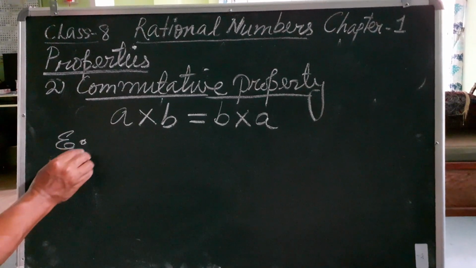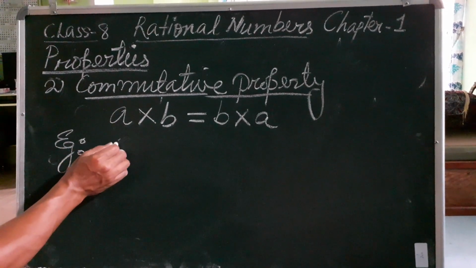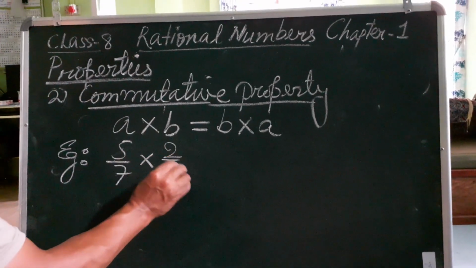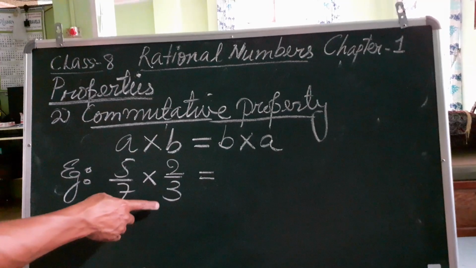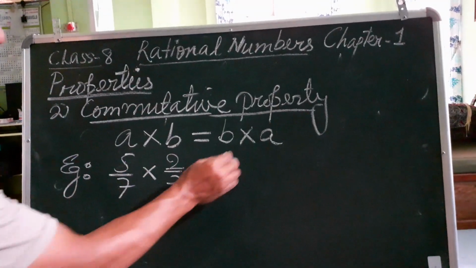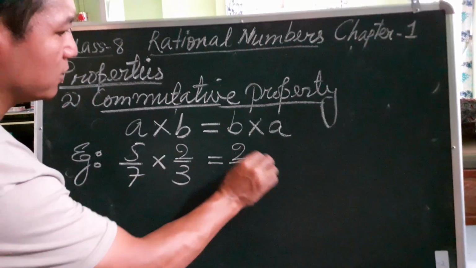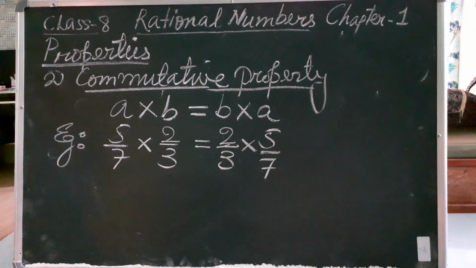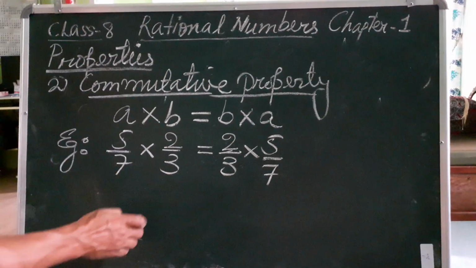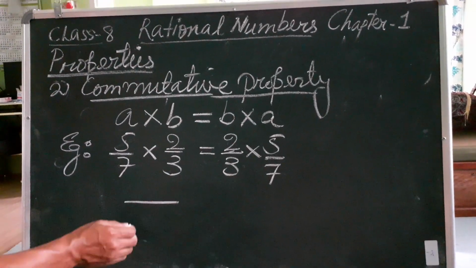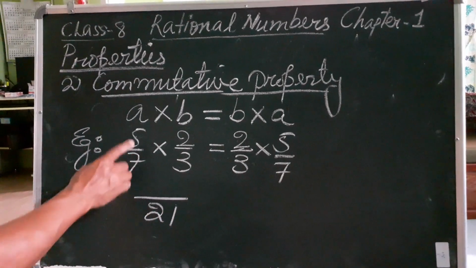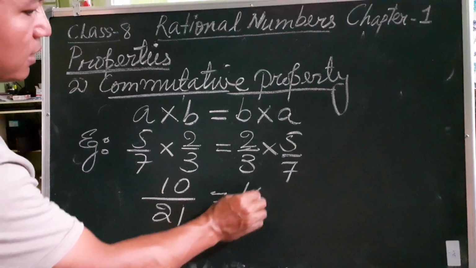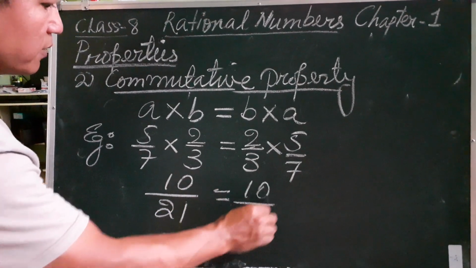For example, 5 by 7 into 2 by 3. Now change the order of multiplication: 2 by 3 into 5 by 7. To multiply rational numbers, multiply the numerators and multiply the denominators. 7 into 3 is 21, 5 into 2 is 10. On the other side, 2 into 5 is 10, 3 into 7 is 21.